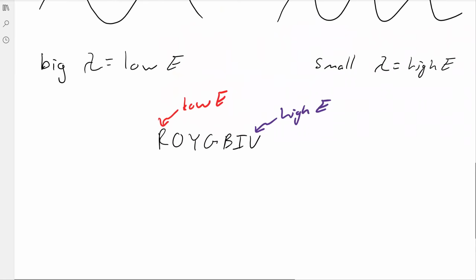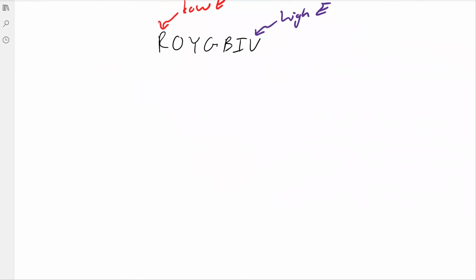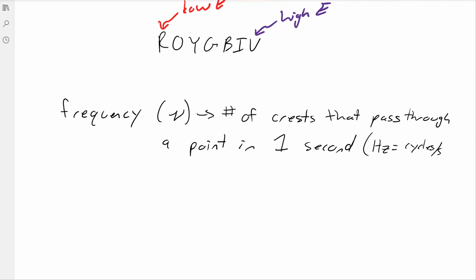So one way to talk about wavelength is to talk about the actual wavelength, but there's another measurement we can use that's pretty much the same thing as wavelength, and that's frequency. It gets this fancy ν symbol. And frequency is the number of crests that pass through a point in 1 second. So this is often given the unit hertz, and it's equal to cycles per second.